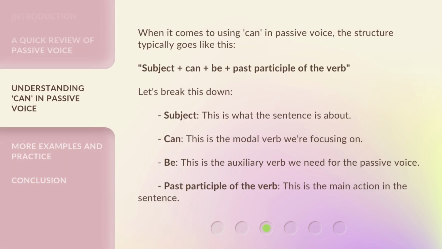When it comes to using can in passive voice, the structure typically goes like this: subject plus can plus be plus past participle of the verb. Let's break this down. Subject. This is what the sentence is about. Can. This is the modal verb we're focusing on. Be. This is the auxiliary verb we need for the passive voice. Past participle of the verb. This is the main action in the sentence.